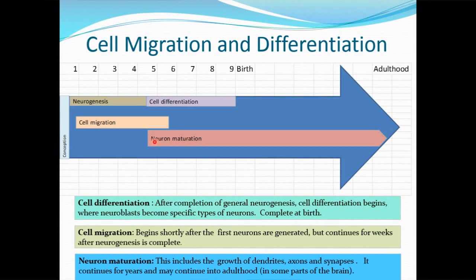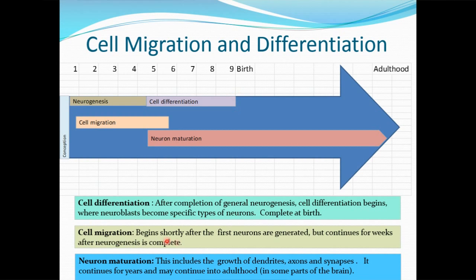Now I put it in a diagram like this just to help you to remember it. And if you deal a lot with children and infants and so on, it might be worthwhile printing it out and keeping it in your drawer. Here we have months of pregnancy, 1 to 9, and then you have birth and up into adulthood. Now, cell differentiation happens after the completion of general neurogenesis. Cell differentiation begins when neuroblasts become specific types of neurons, and it's completed by birth. So here you have your neurogenesis in the beginning, and then your cell differentiation, up until birth.